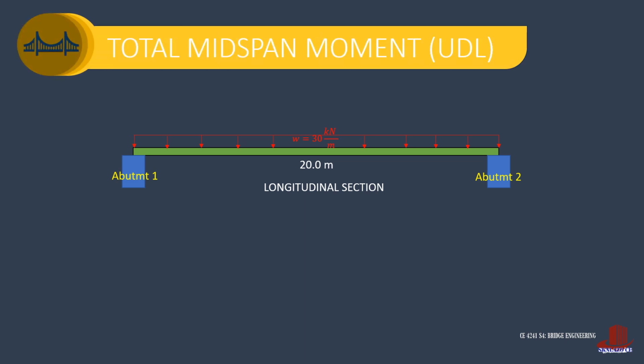The first thing we can solve is the total midspan moment from the uniformly distributed load. For simply supported beams, the maximum moment at midspan is computed as WL squared upon 8. That is, then, 30 kilonewton per meter times the square of 20 meters all over 8. This is 1,500 kilonewton meter. Again, this moment is the total midspan moment for the whole bridge, so we have to distribute these across the girders.